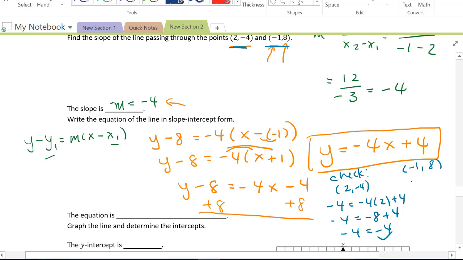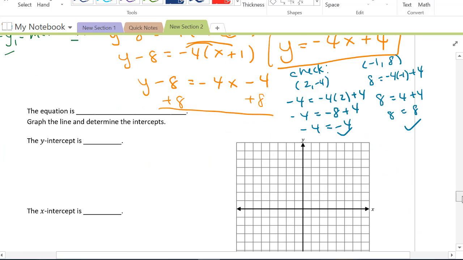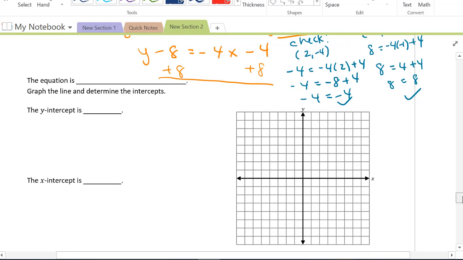Now we can plug it in, so it'd be 8 equals -4 times -1 plus 4. And then that'd be 8 equals -4 times a -1 is a +4, plus 4. So see, we get 8 equals 8. See, it works. And you can do that for all the points. Whenever you get your equation of the line, you can always plug in both the given points, and they should be the same. That's how you check.